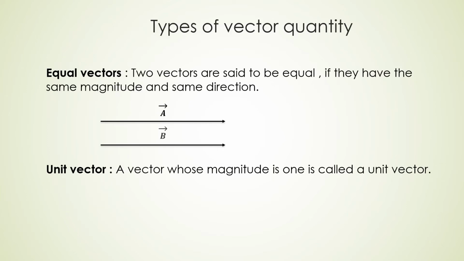Let's study the types of vector quantity. Equal vectors: two vectors are said to be equal if they have the same magnitude and the same direction. As you can see in the figure, vector A and vector B have the same magnitude and are going in the same direction, so these two are equal vectors. Next we'll talk about the unit vector. A vector whose magnitude is 1 is called a unit vector.